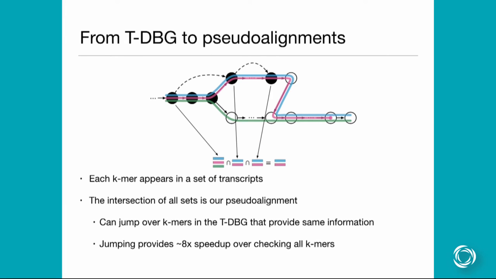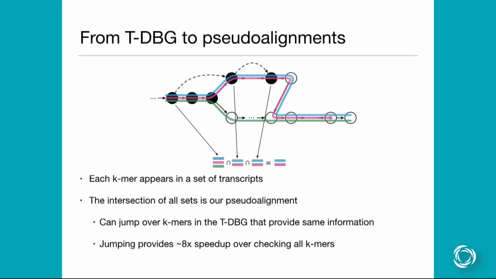We also notice that once you have this data structure and you take a look at all the different k-mers, if you take the intersection of all of the different compatibility sets, it gives you an upper bound on the set of transcripts that this particular read is compatible with. So you notice that when the read starts on the left-hand side, it's compatible with red, green, and blue, and then as you walk along this graph, it's only compatible with red and blue. And then we also do some other tricks to speed it up quite a bit.